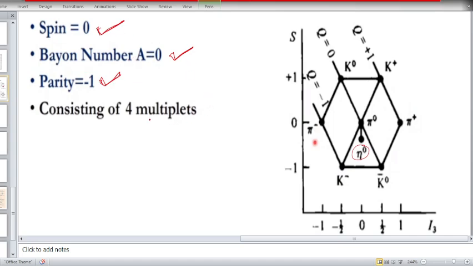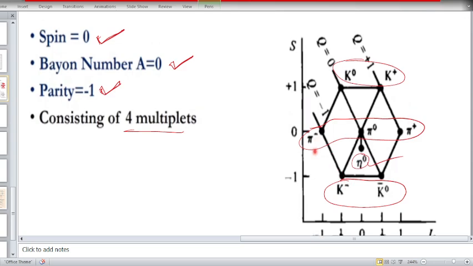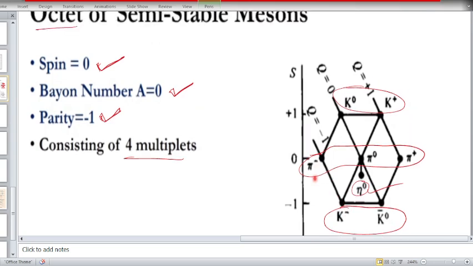There are four multiplets in this particular octet. You have K0, K plus, and then pi minus, pi 0, pi plus, which is a triplet, the second multiplet. Then you have a singlet, theta 0, and K minus, K0 bar, which is the next multiplet, a doublet. So these are the four multiplets in that octet of semi-stable mesons.